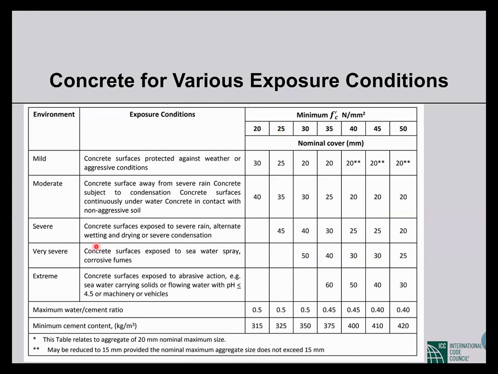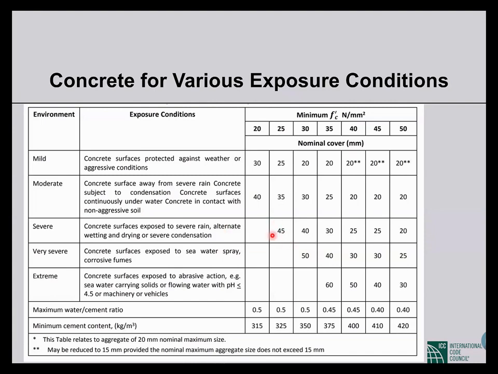So for severe condition, in case of Bangladesh, in most of the structures the outside concrete is always exposed to severe rain. Actually, if we follow this table, although in different places it is mentioned that minimum concrete strength is 20 megapascal, or 17 megapascal if the structure is four-storied or less, because of the environmental condition we cannot actually go for 20 megapascal. We need to go for C25 class concrete, 25 megapascal concrete.